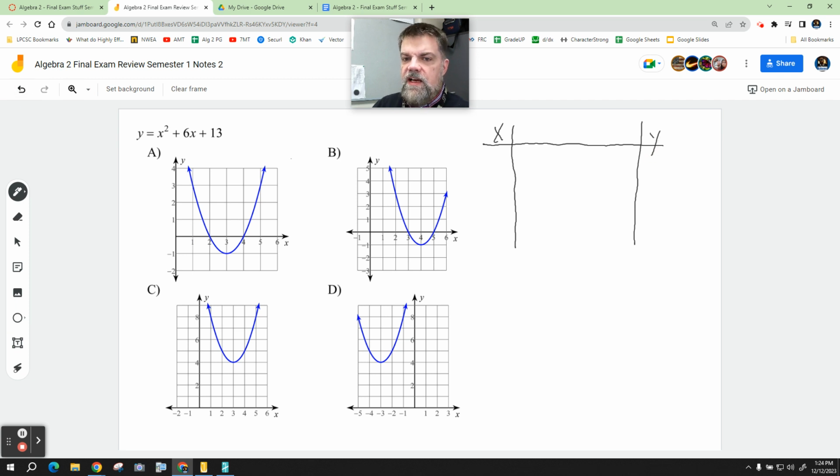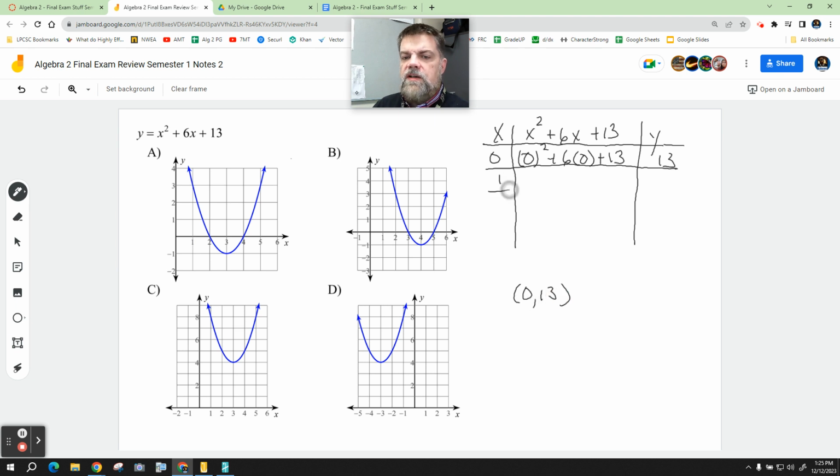This is y, and let's write x squared plus 6x plus 13. So if I plug in 0 for x, wherever there's an x, I'll plug in a 0 in parentheses. So that's 0 squared plus 6 times 0 plus 13. What's that equal when you do the math on that? 13. So there's a point that exists on the graph, (0, 13).